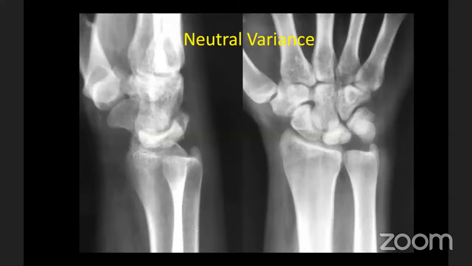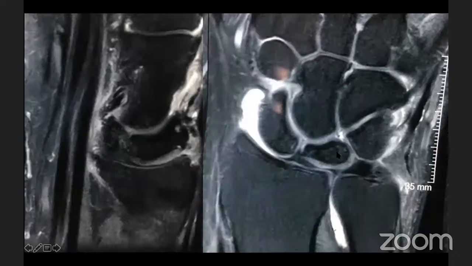This is another case. There is obviously a compression of the lunate. There seems to be some amount of fragmentation, no scaphoid flexion, and there is a neutral variance. How do you deal with such a case where there is a neutral variance? So before we go on to this case, let's see how we will do a radial shortening.